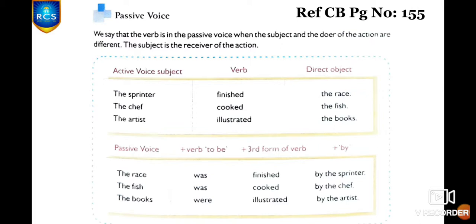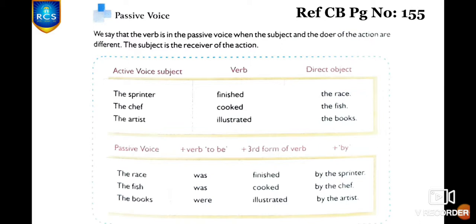We say that the verb is in the passive voice when the subject and the doer of an action are different. The subject is the receiver of the action. Passive voice is nothing but when the subject and doer of the action are different. That is, the subject is the receiver of the action. We call it passive voice.